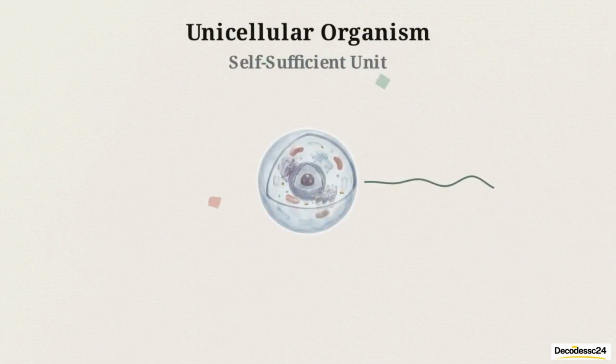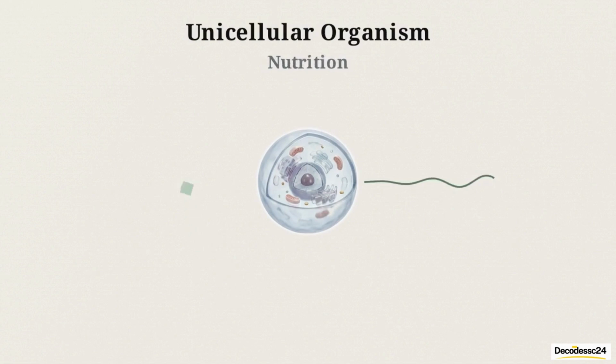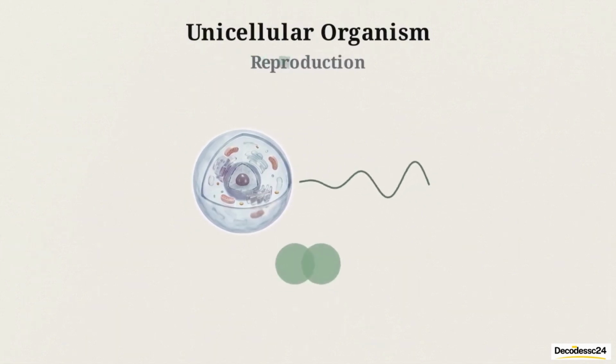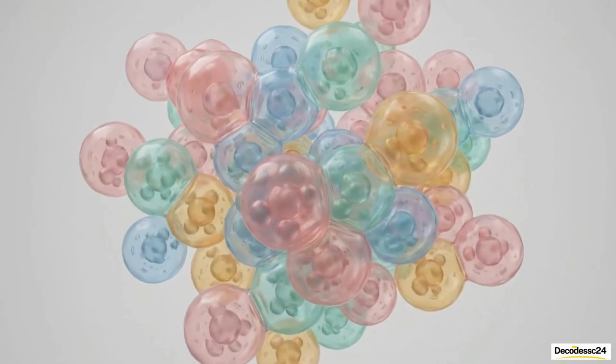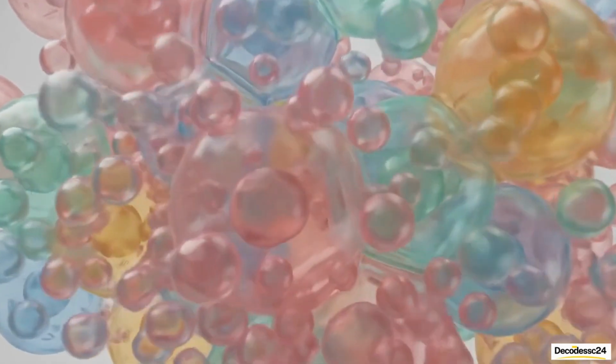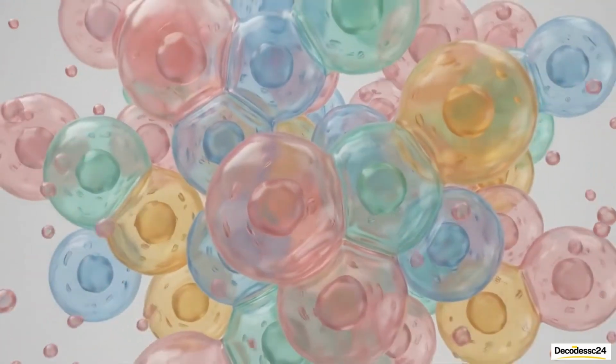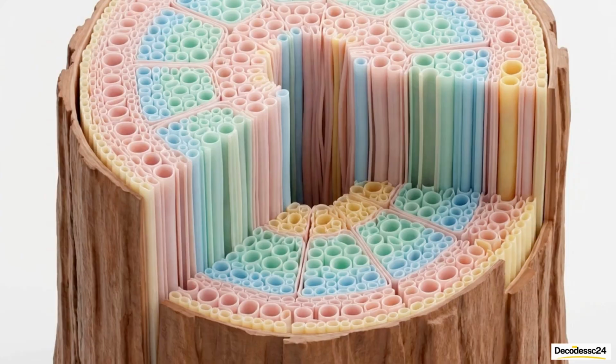A single-celled organism is a master of all trades. It breathes, eats, moves, and reproduces entirely on its own. But that biological independence has a strict size limit. To build a trillion-cell redwood tree or a human being, a single cell simply cannot handle the physical workload of keeping an entire massive structure alive.